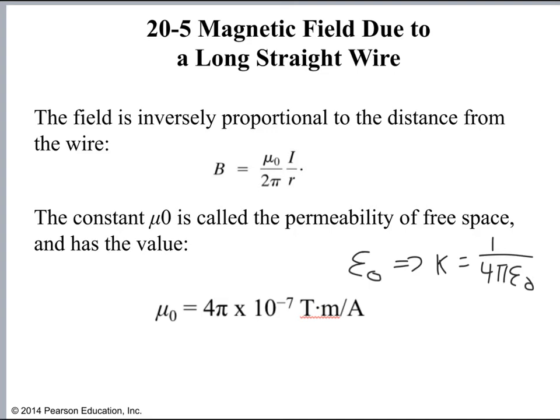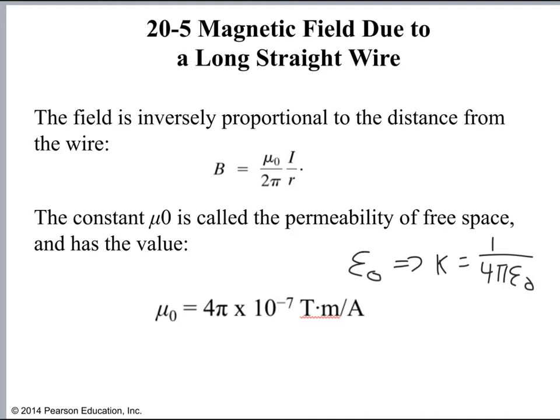Now we can note that the strength of the magnetic field around a straight current-carrying wire depends on two things. It depends on how big the current is. If you have a bigger current going down the wire, you get a bigger magnetic field. And it also depends inversely on the distance r away from the wire.